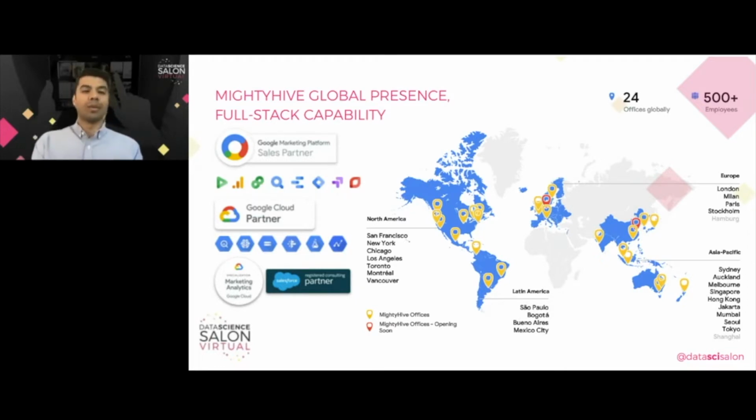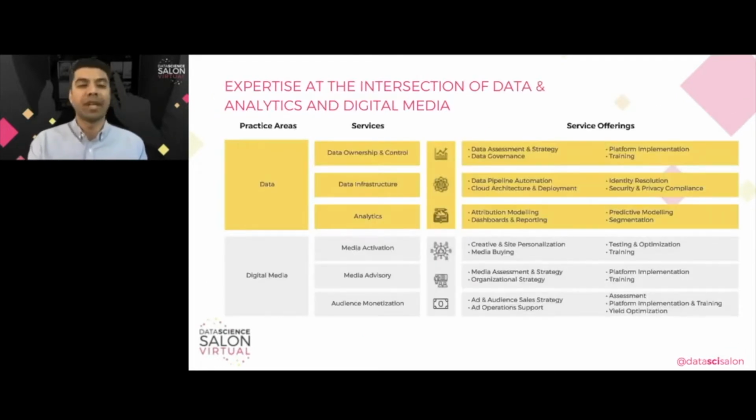What kind of work do we do? So we are experts at the intersection of data and analytics and digital media. So broadly, we categorize our services as data and analytics and digital media. And these are the pillars of different kinds of service offerings. So ranging from cloud infrastructure, analytics, advanced analytics, implementation, including all kinds of optimization related problems, website optimizations as well, and stretching from attribution modeling, predictive modeling, segmentation from the data side.